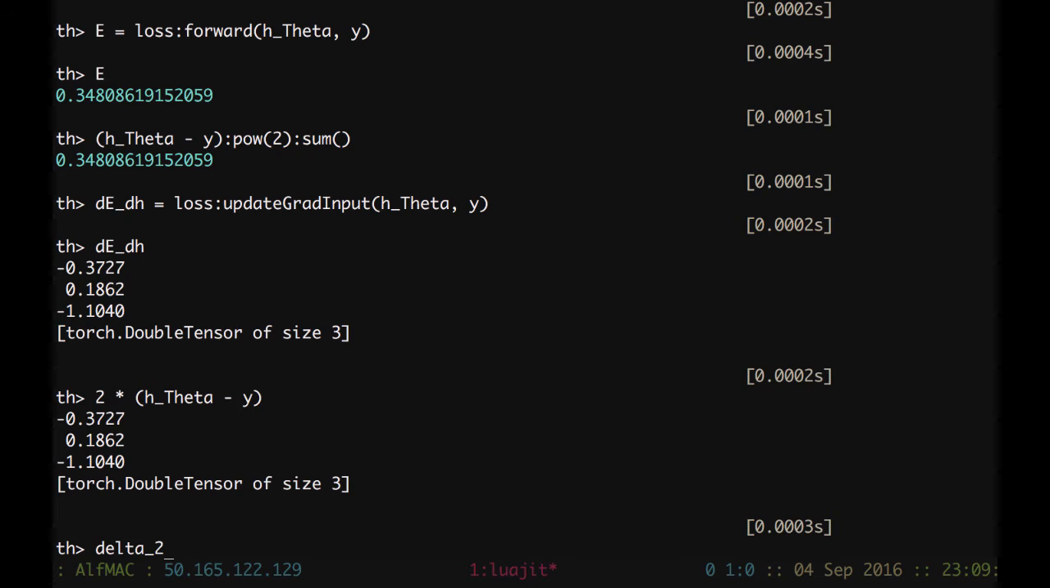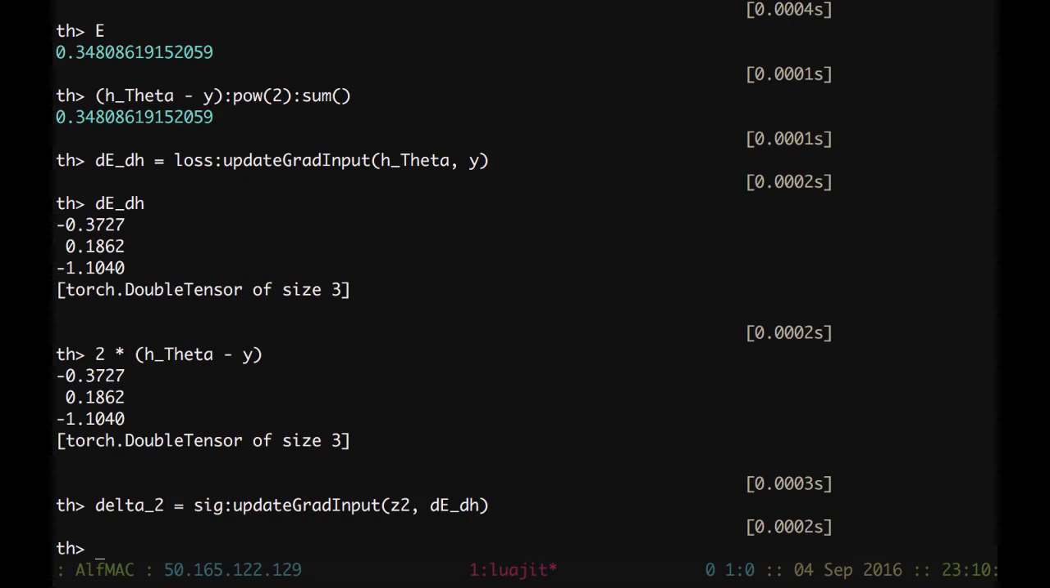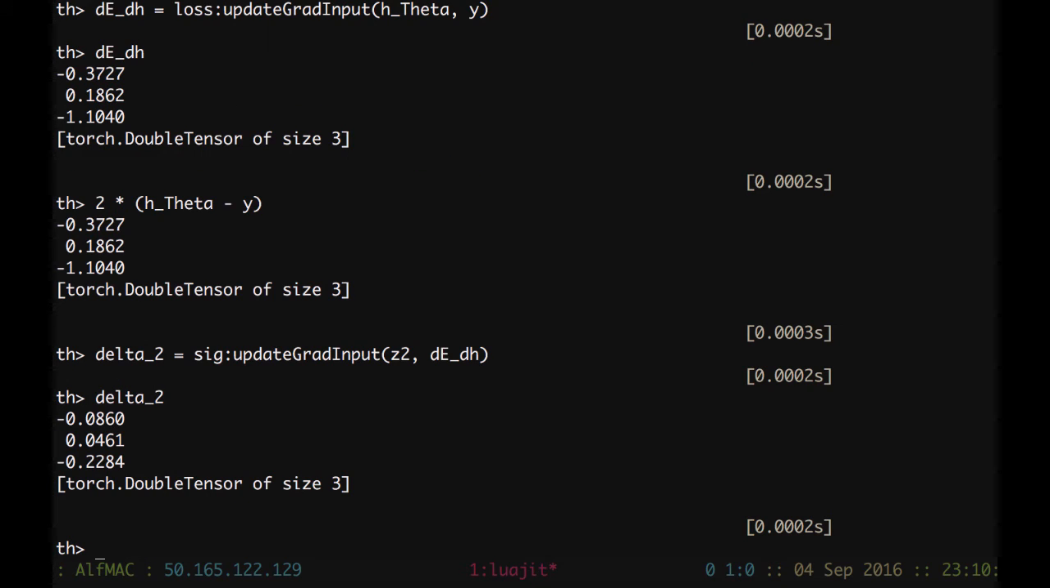So we have delta 2. It's going to be the sigmoid, to which we say to update grad input, and we send inside the input. We always have to send the input, which is z2, and then the output derivative, so the derivative which we find at the output of this block, which is going to be actually the input derivative of the criterion. And here we have delta 2, which of course has 3 elements. It's going to be of size 3.